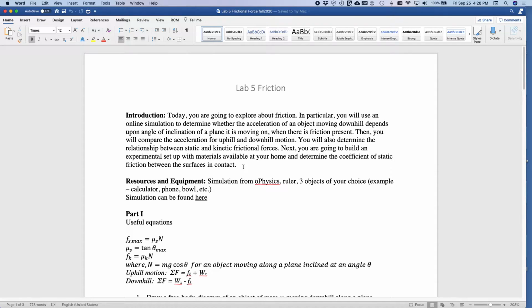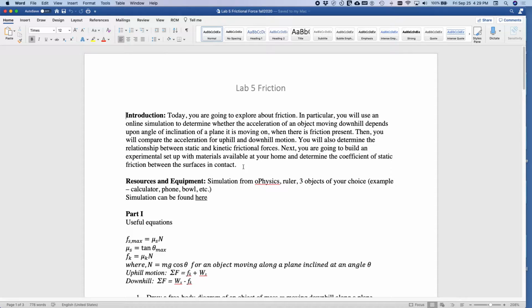Another thing students are going to explore is how the acceleration changes if the object is sliding downward in comparison to the acceleration of the object that is moving upward along the inclined plane. Another thing students are going to look at is how kinetic friction is different from static friction.